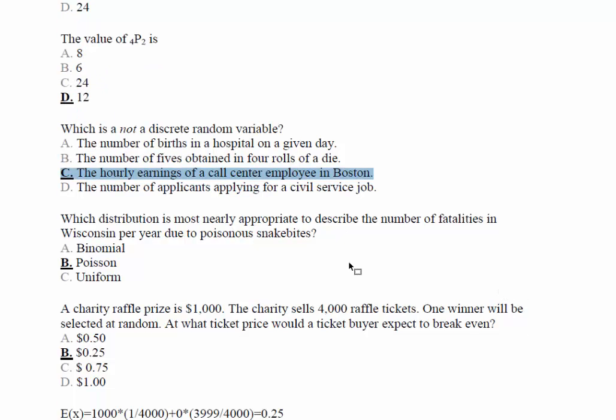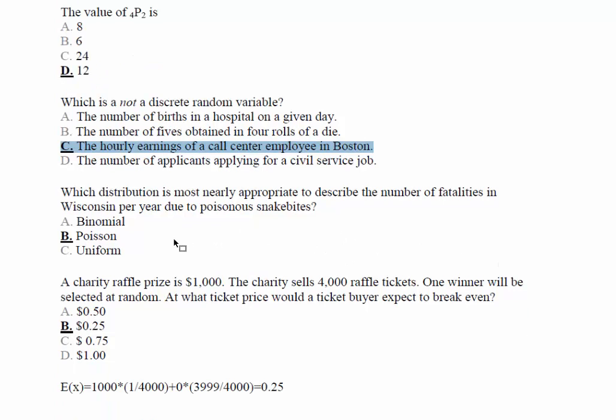Next one. Which distribution is most nearly appropriate to describe the number of fatalities in Wisconsin per year due to poisonous snake bites? This is unfortunate, of course. You don't want to be bitten by a poisonous snake. But what kind of distribution is it? Is it binomial? You cannot say that. Binomial is a Bernoulli distribution repeated many times. Is it uniform? It better not be. Uniform means the probabilities are the same for everyone.